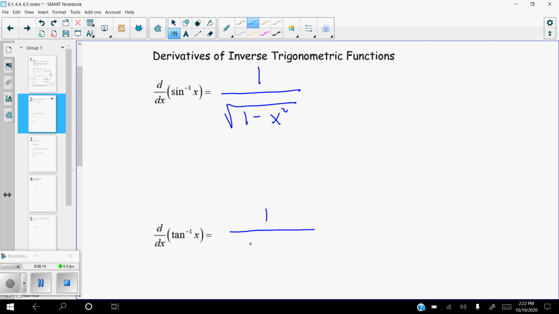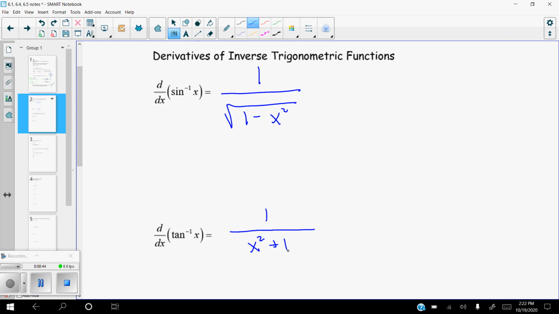1 over x squared plus 1. Or you could write it as 1 plus x squared. Notice that they're very similar. They both have 1 over. The sine has a square root in it. Tangent does not. The tangent one is positive. Sine is negative. I'm not sure what the best way for you to go about knowing those, but you will need to know these two. The tangent one is going to occur more frequently, but you're going to need to know both of them.